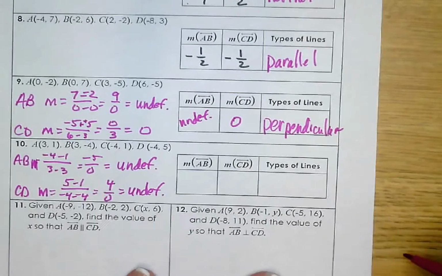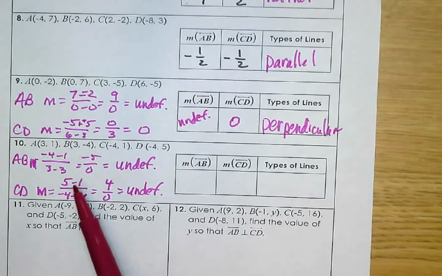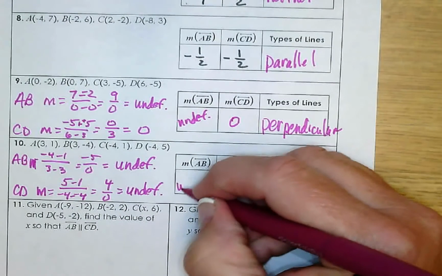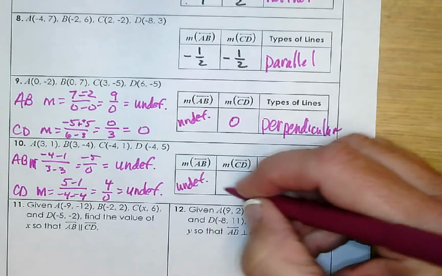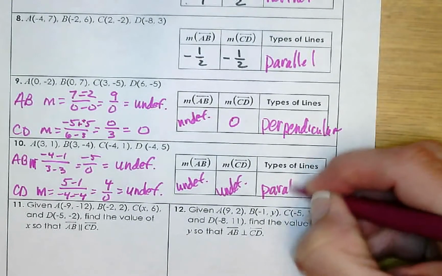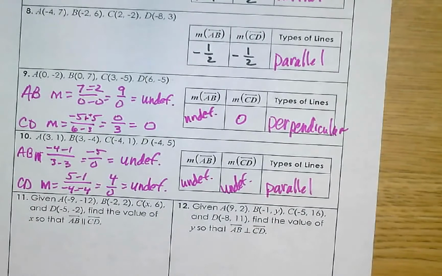Number 10, when I calculated using the formula, I got both of them with zeros on the bottom, so the slope of both of the lines is undefined. If they're both undefined, that indicates parallel. All right, we're going to stop there for this far, and then we'll do part 2 for number 11 and 12.